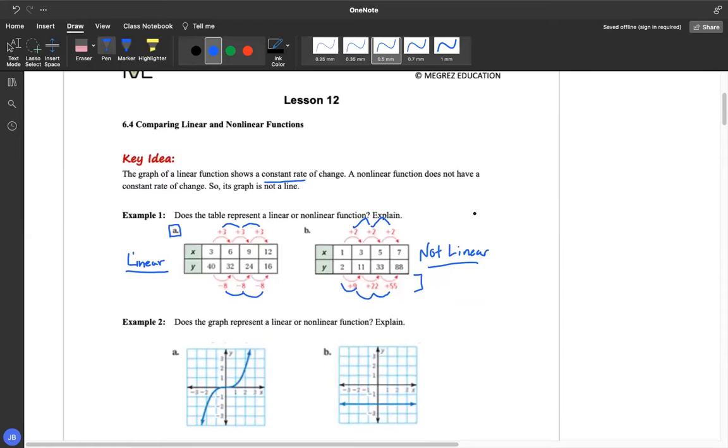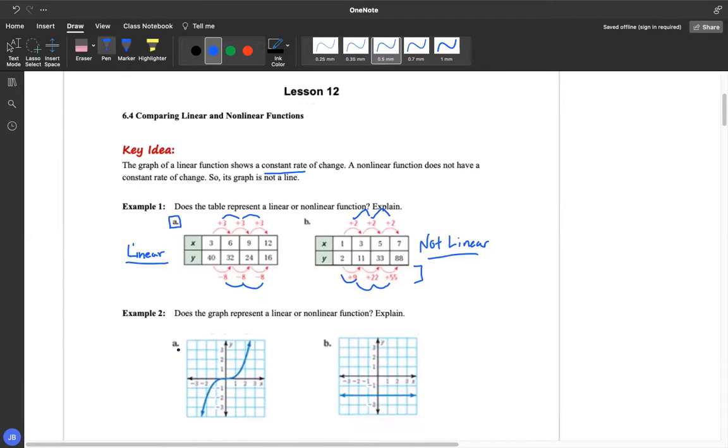As we were saying, B is not linear. Alina, did you have a question, or did you want to just try the next one? So B is not linear because our y's don't have that constant rate of change. They're going up at just weird, crazy amounts.